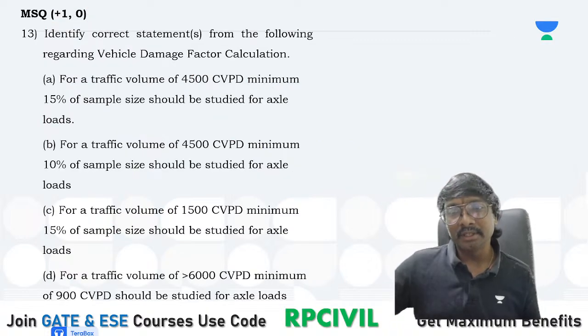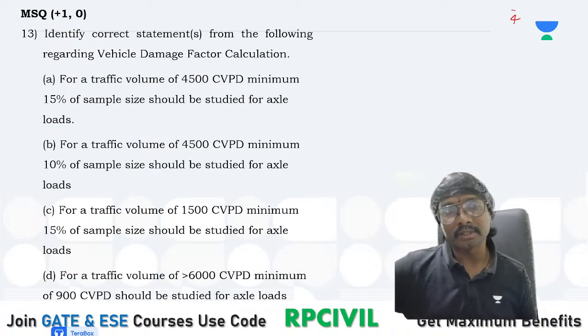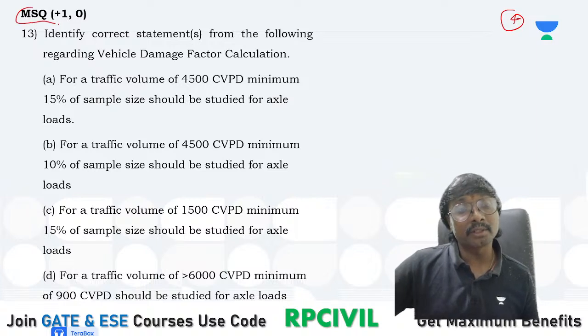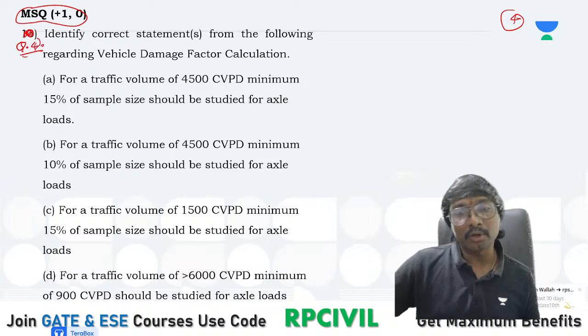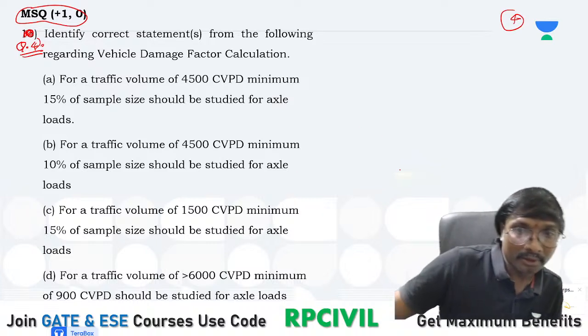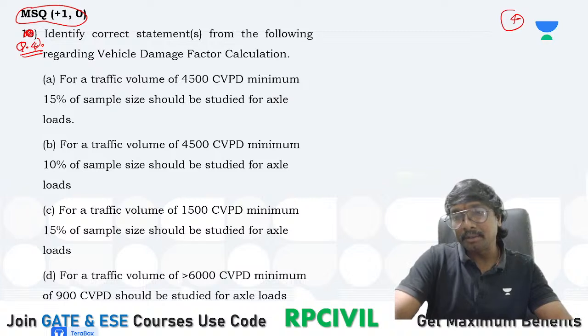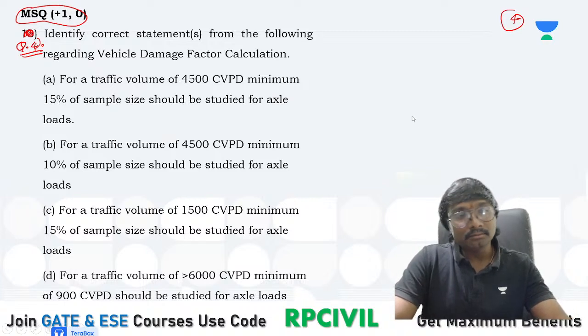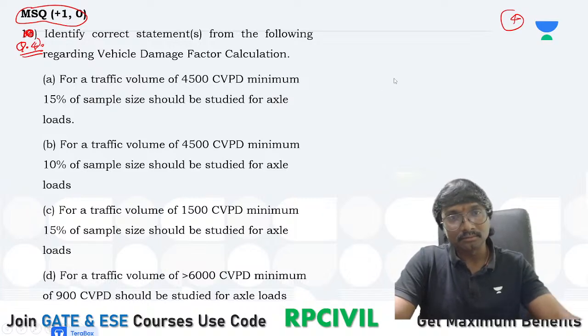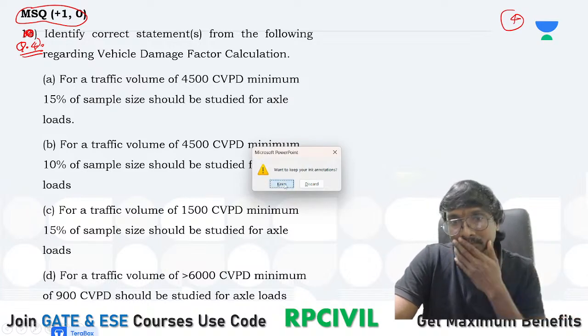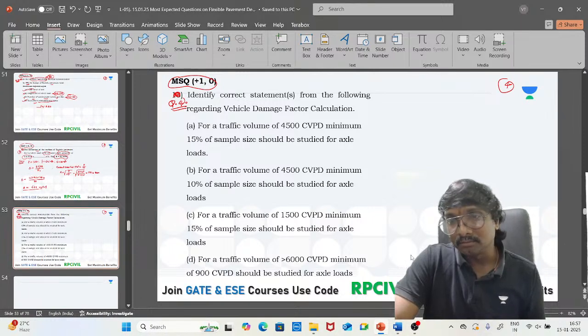That fourth question. This is the fourth slide. You can say this is also an MSQ question. So what is the meaning of this MSQ question? More than one option will be correct, no? That question number 4. Try to select the answer, all of you. Everyone tell me.